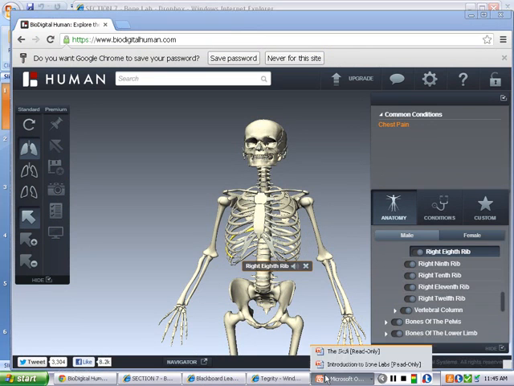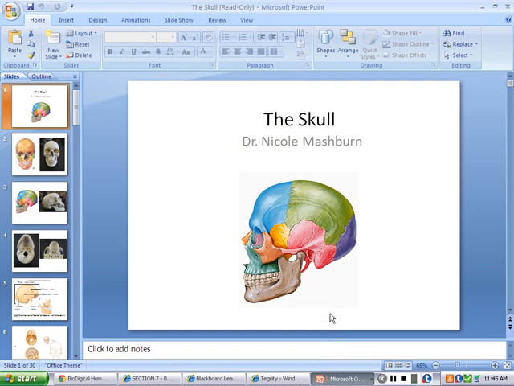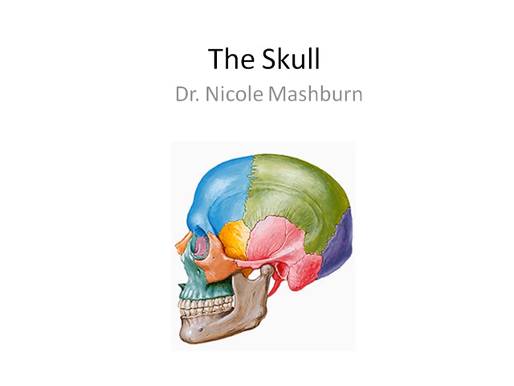Okay, so let's get started on our lab video, the skull. I'll use blue today. This is a picture of the skull from your textbook. One of the things I want to point out before we move on is that in your textbook, you're going to notice all these cartoons of the skull and of your bones.